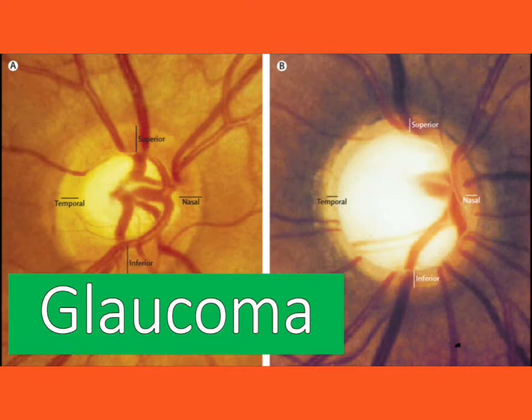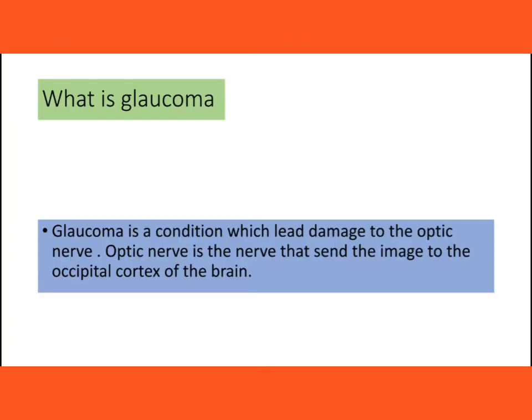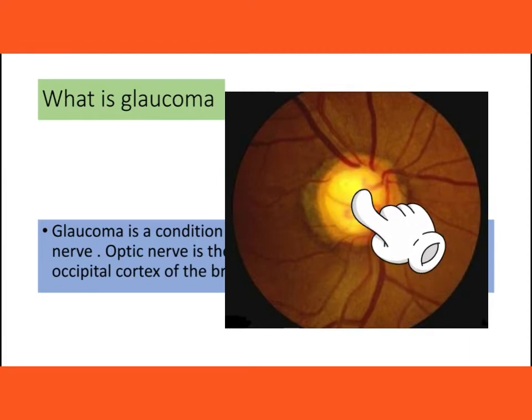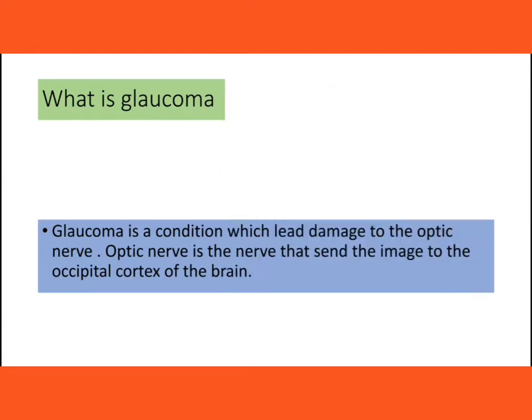Okay, so let's start. Before going into the detailed discussion on glaucoma, first of all let me explain what glaucoma is. As I've given in this slide, the definition is that glaucoma is a condition which leads to damage to the optic nerve, and the optic nerve is the nerve that sends the image to the occipital cortex of the brain. So what does glaucoma actually mean? Glaucoma means damage to the optic nerve, and mostly it is due to an increase of the intraocular pressure.